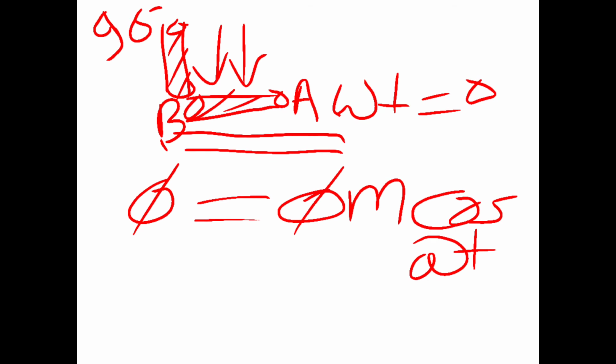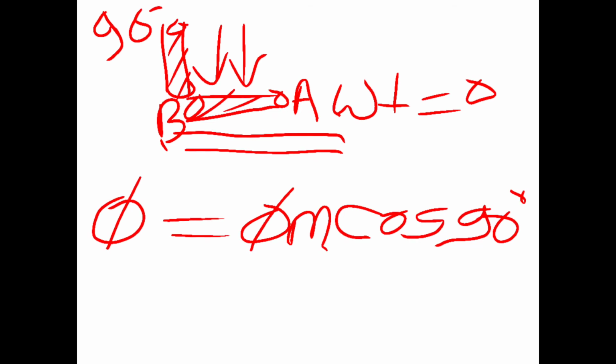But when the coil is rotated to 90 degrees, then what? Then omega t is equal to 90 degrees, and in this condition flux linkage is 0 or minimum and change in flux linkage is maximum. So omega t is equal to 90 degrees. In the second condition the magnetic flux is 0 or minimum, and the change of flux linkage is maximum. Here phi is equal to phi m, this is only the magnetic flux.